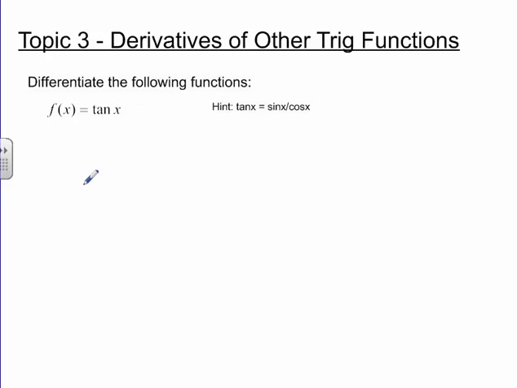So we're going to find the derivative of tan. And to find the derivative of tan, we're going to recognize that tan is equal to sine over cosine. So I'm really asking you to find the derivative of sine x over cosine x. And this is essentially a quotient rule, right?